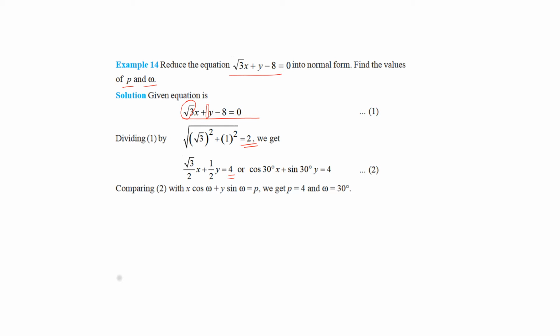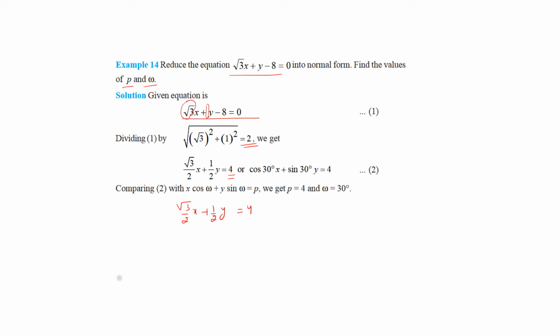If otherwise a negative sign is there, adjust it with the values of x and y. But keep the sign of this perpendicular distance positive. So, if you divide this equation by 2, you will get root 3 by 2 x plus half y equal to 4. Right?